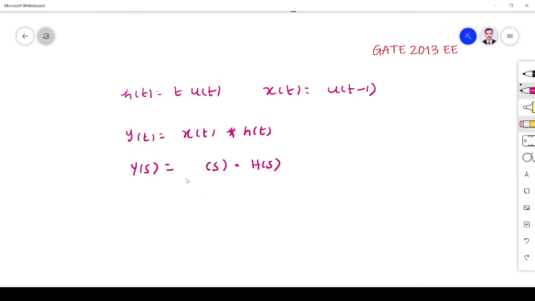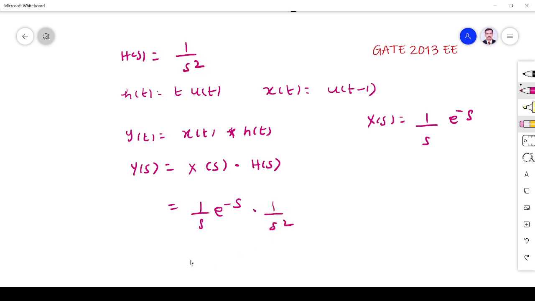Okay, Laplace transform. So x of t is u of t minus 1. For u of t, Laplace transform is 1 by s. Shifting, so e power minus s. So x of s is 1 by s, e power minus s. What about this one, h of s? For t into u of t, the Laplace transform is 1 by s squared. So it is 1 by s squared. So y of s is 1 by s cube e power minus s.